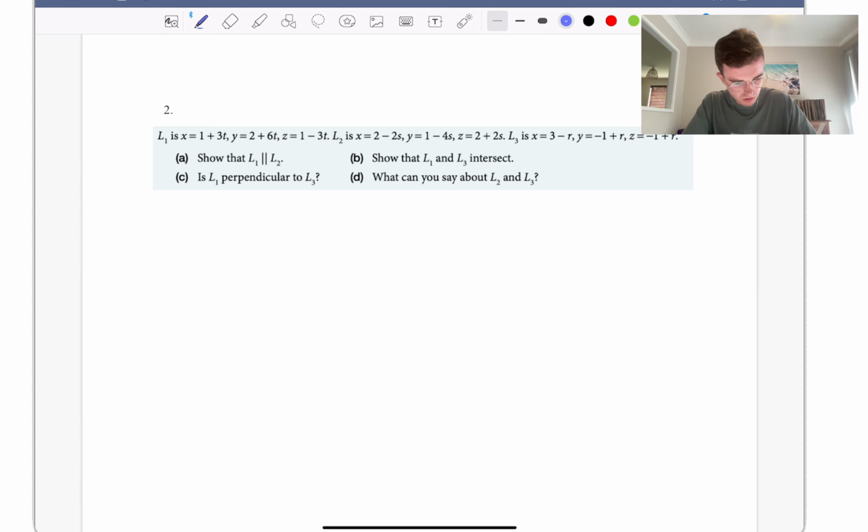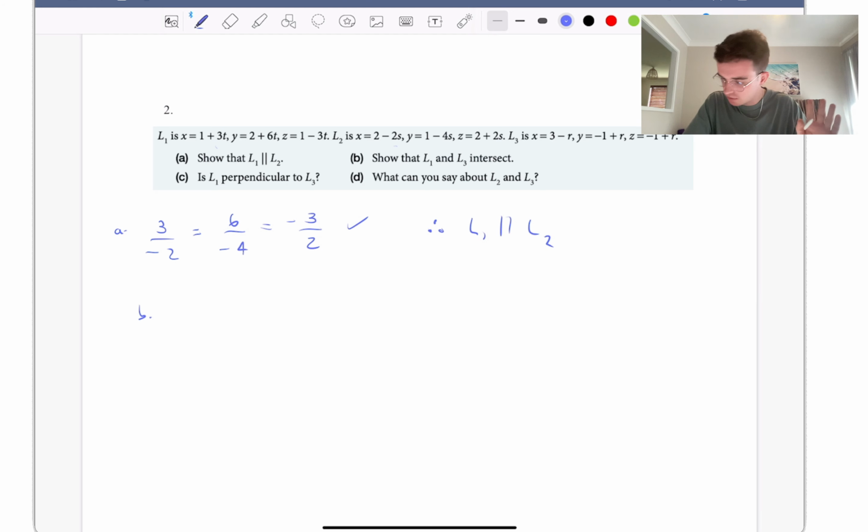So 3 over minus 2, 3 over minus 2 here, 3 over minus 2 is equal to 6 on minus 4, which is equal to minus 3 on 2, which is true. Those are all minus 3 on 2. Therefore, it's parallel. Part B, show that L1 and L3 intersect.